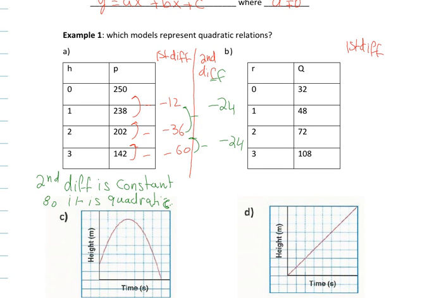By doing the first difference, 48 minus 32 gives me 16. 72 minus 48 gives me 24. And then 108 minus 72 gives me 36. So again, this is another example where the first difference is not constant. So I know it's not linear. I have to try the second.